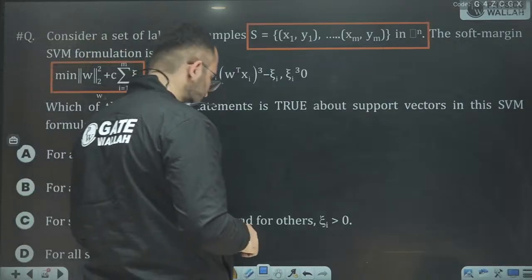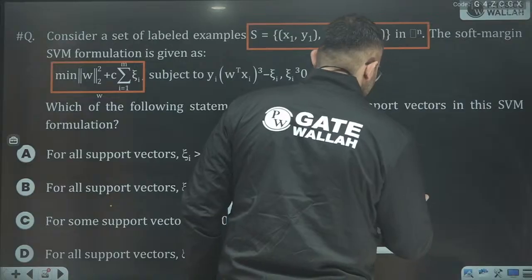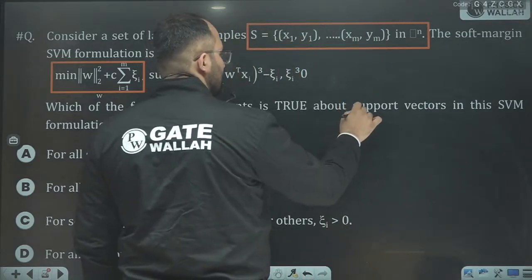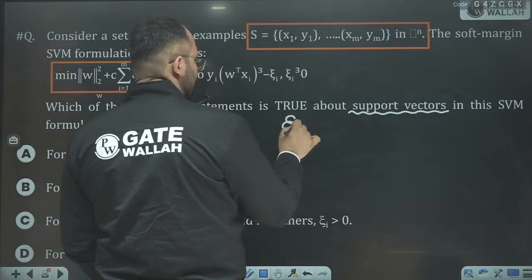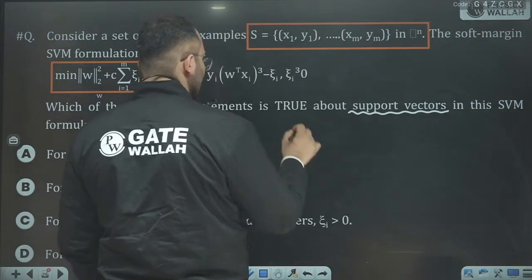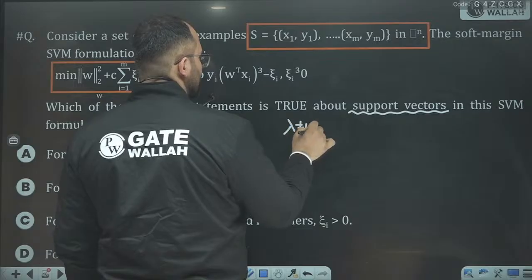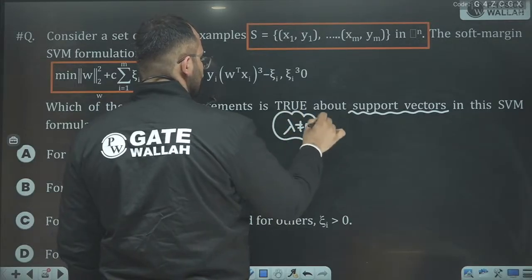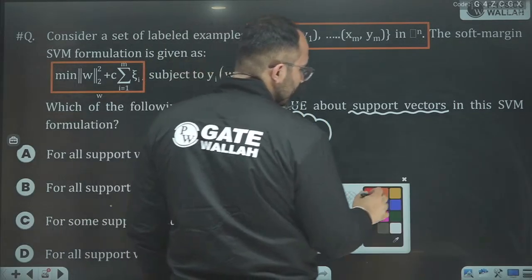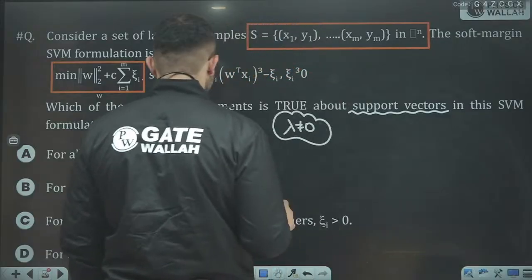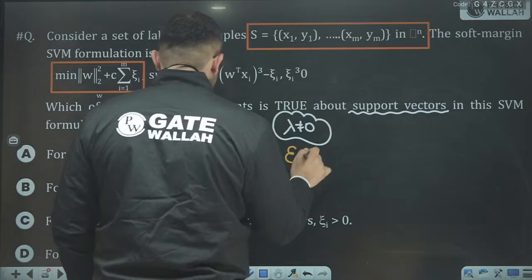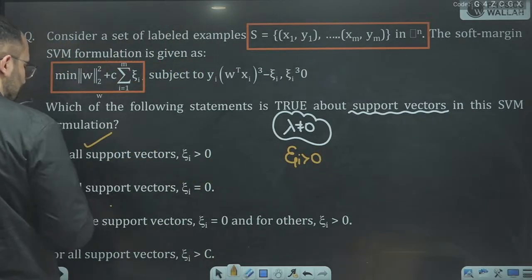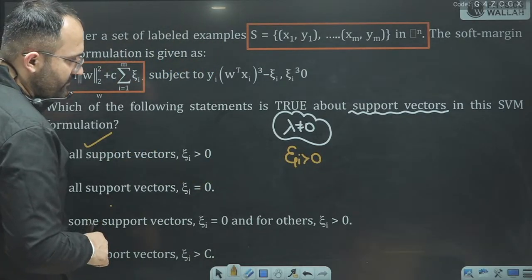Yesterday itself, friends, in the Maha revision session, we have seen that the support vectors are the points where lambda is non-zero. Lambda is non-zero means for all the points where epsilon is greater than 0, obviously these are the points where we have support vectors. Okay?